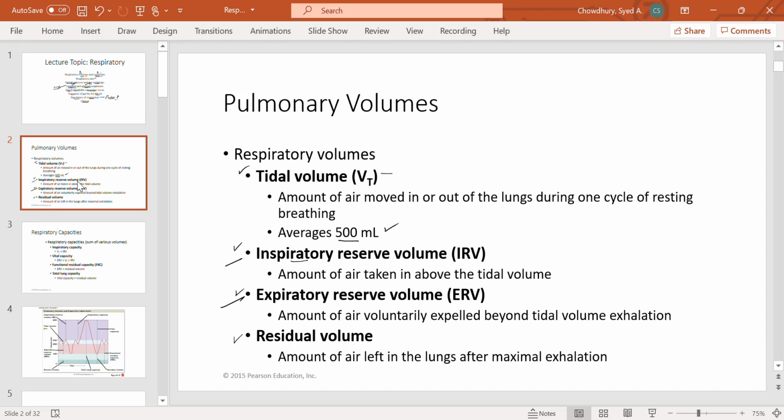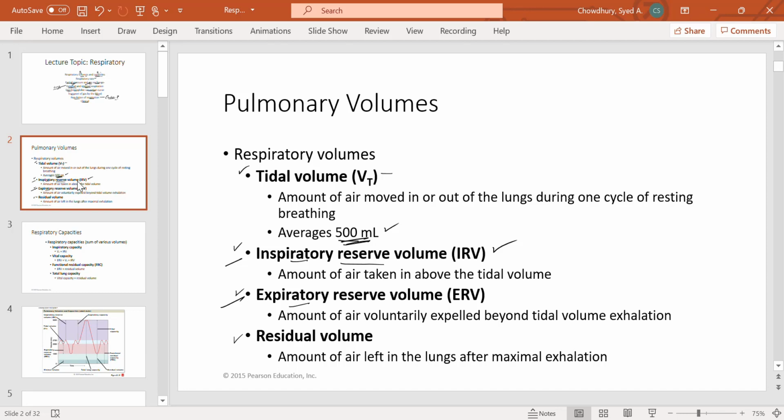Now you have two reserve volumes, right? One is the inspiratory, another is the expiratory. Inspiratory reserve volume is after you inhale normal amount of air. If I ask you to take more after you take the normal amount, that additional volume of air that you can inhale or intake after you finish normal breathing, that additional volume is the inspiratory reserve volume. We can do that, but normally we don't use it.